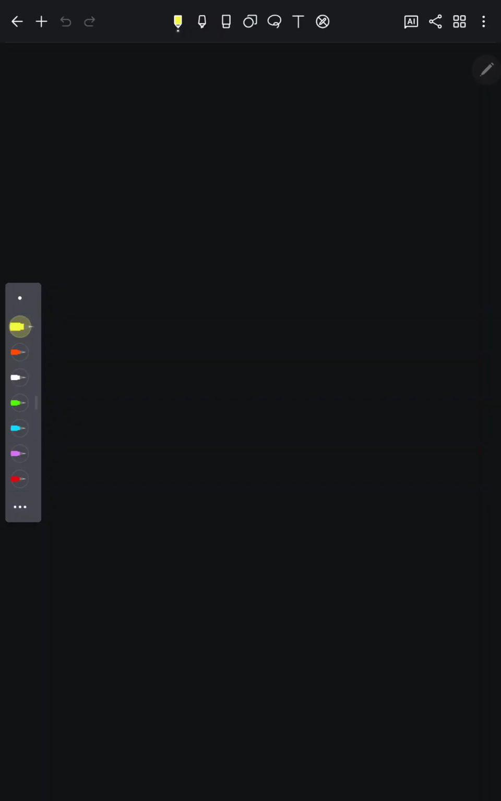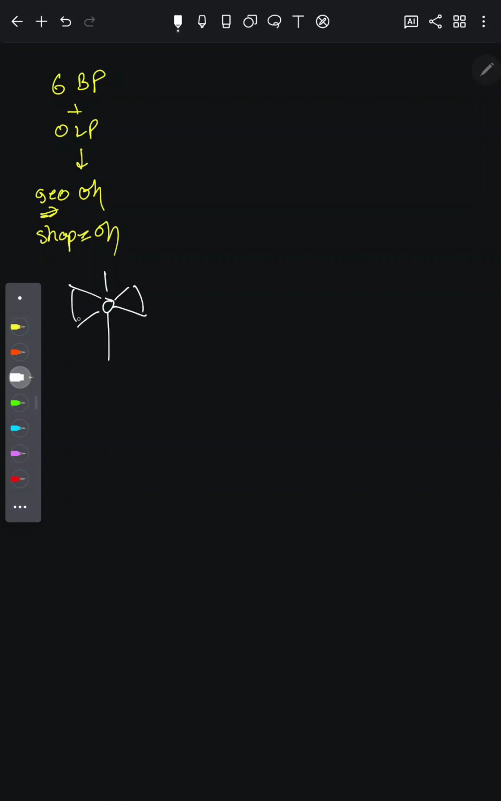Now let's discuss the lone pairs and bond pairs. So it has 6 bond pairs plus 0 lone pairs. The geometry will be octahedral and the shape will also be octahedral, and the structure, as we can see, is the previous one that we have made. So these are the octahedral structure.